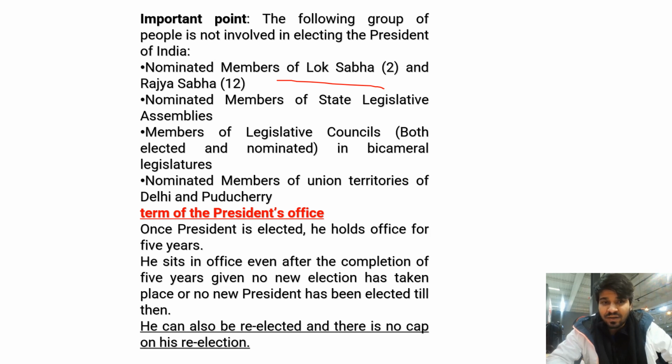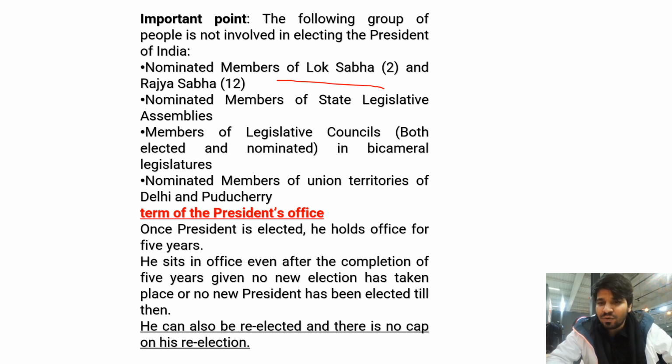And also the members of legislative council, they don't even participate, right? The legislative council, either they are elected or they are nominated, they don't participate in the election of president. Nominated member of Union Territories of Delhi and Pondicherry, they also don't participate. So let's analyze the terms of the president office.